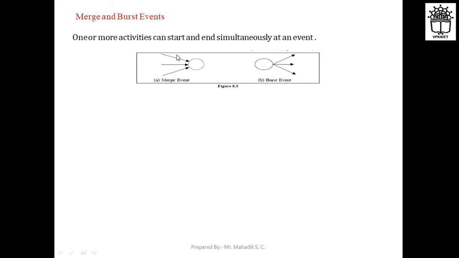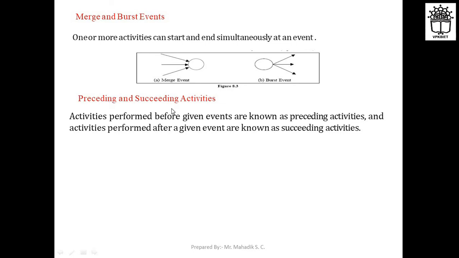If you observe this type of symbol in the network diagram, here the merging of the event will take place, and here the bursting of the event will take place. Basically, you may observe this at the end of an event, and this at the start of an event. Then preceding and succeeding activities are again very important terms. As earlier we have seen one or two problems from the GATE point of view, there are terms like preceders and succeeders. So let us see what is meant by preceding activity and succeeding activity.